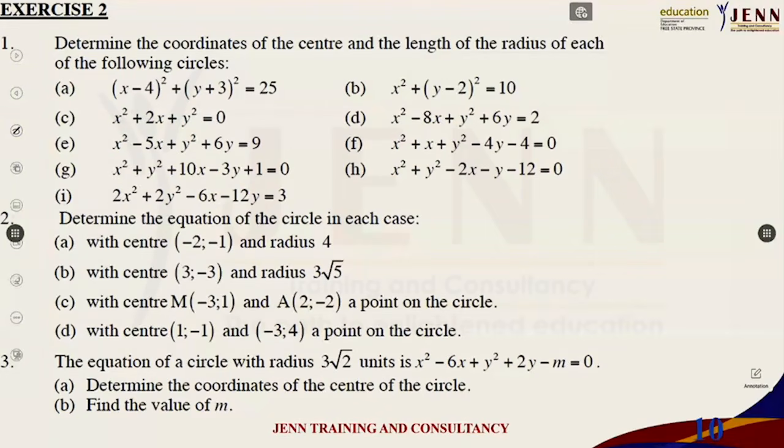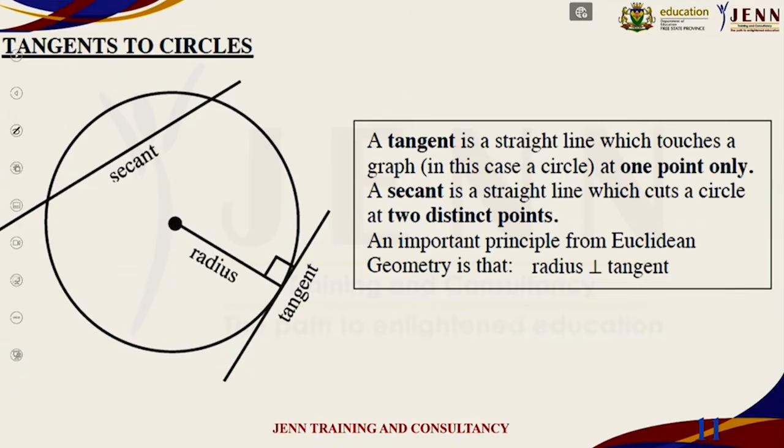Then many examples. Let us move on to tangents to circles. What is a tangent? Yes, we know that a tangent is a straight line, no problem. But going deeper, what is a tangent? A tangent is a straight line which touches a graph, in this case a circle, at 1 point only. I repeat again, a tangent is a straight line which touches a graph.